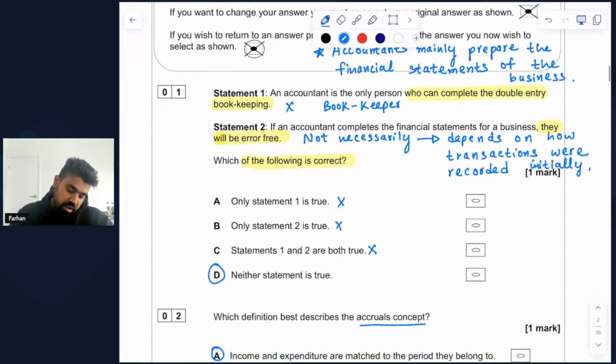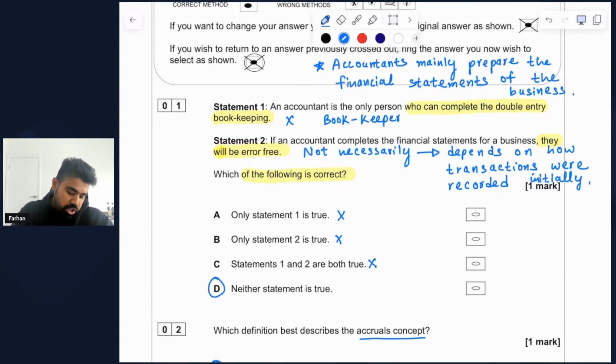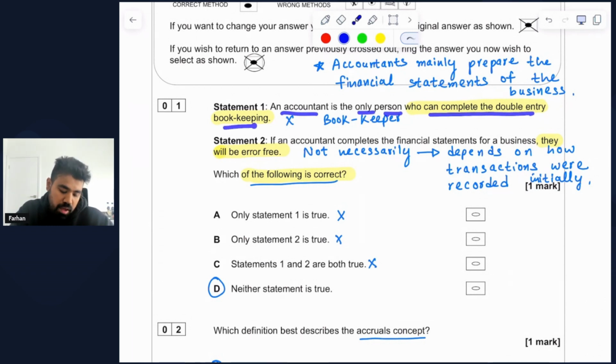The first question requires you to identify which of the two statements is correct. Statement 1 says that an accountant is the only person who can complete the double entry bookkeeping. This is not true because the bookkeeper is the person who is responsible for completing all the double entry bookkeeping, and the accountant uses all the double entry bookkeeping that the bookkeeper has prepared to prepare the financial statements of the business.